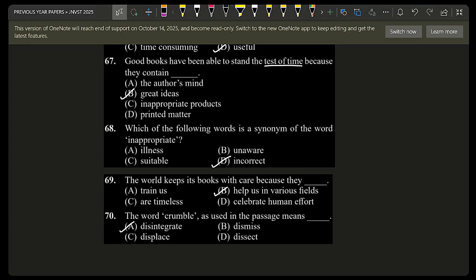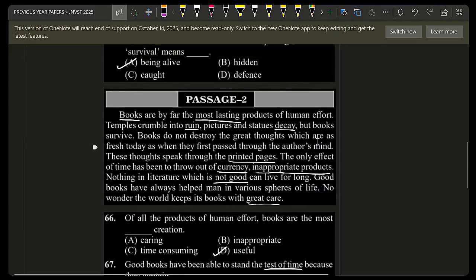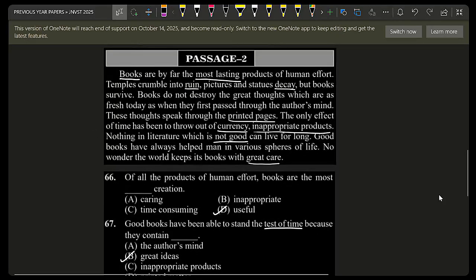Sir, I have two doubts. Yes, tell me. Sir, in the passage. Which one? Sir, I didn't understand the meaning of ruin and decay. Which one? Decay? Decay means getting damaged slowly.